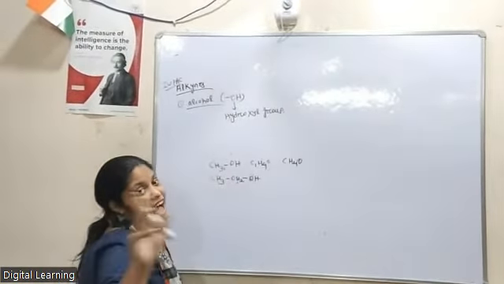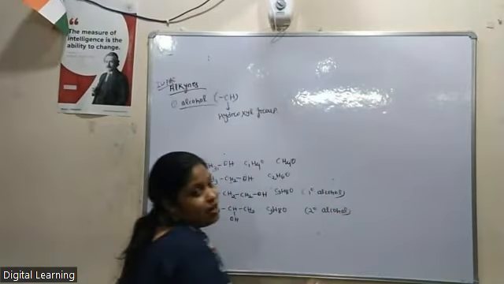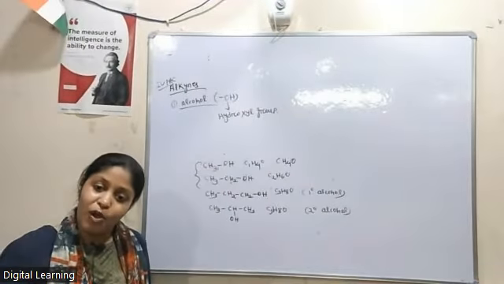can be written as CH3CHOHCH3. In this case the molecular formula is also C3H8O. This is also propanol, but here the OH group is attached to a 2-degree carbon atom. So this is called a 2-degree alcohol. Simultaneously a 3-degree alcohol is also obtained.